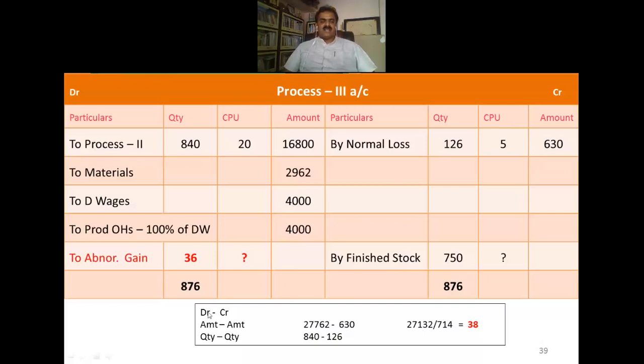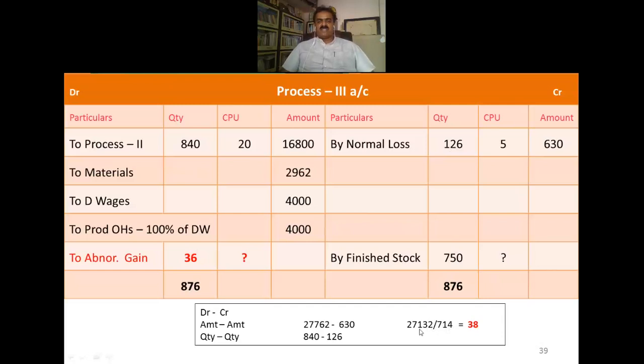Similarly, debit side quantity minus credit side quantity. The debit side quantity is only 840. The 36 is a balance, it is to be calculated. Therefore, only one item, that is 840, minus credit side quantity 126. The 750 needs to be calculated. So 840 minus 126 comes to 714 units.